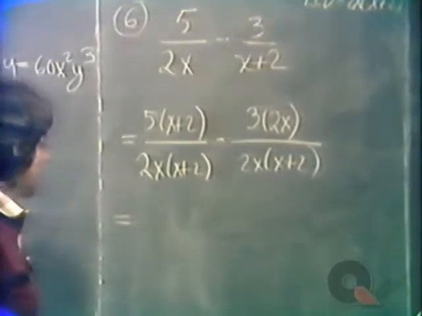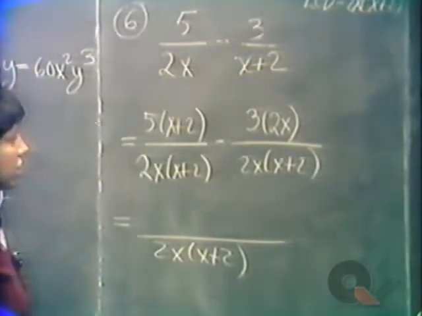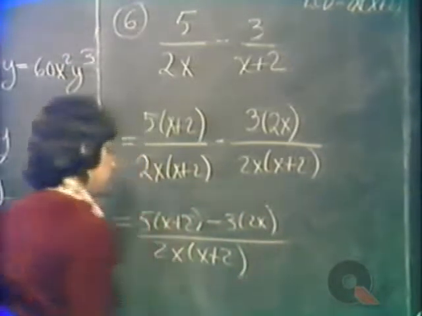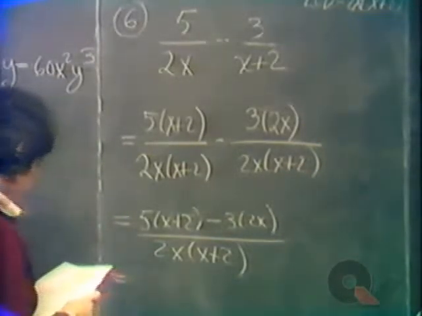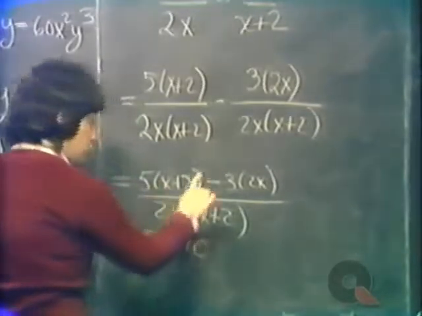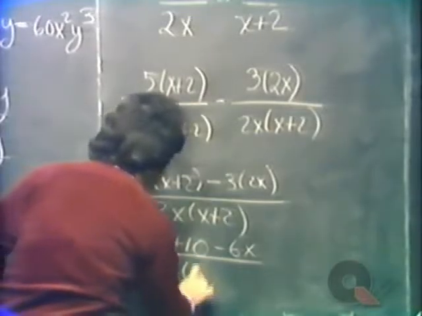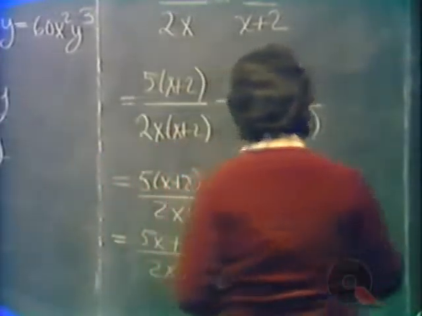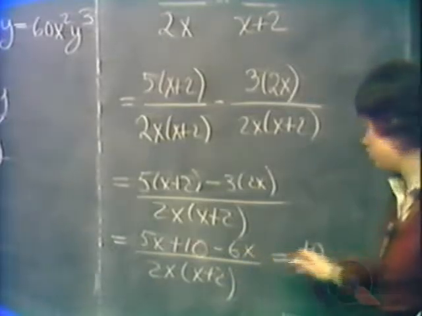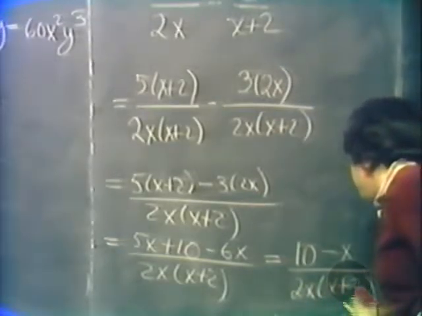Now we have two fractions with the same denominator. And we will combine the numerators. 5 times x plus 2 minus 3 times 2x, giving us 5x plus 10, distributing the 5 through the parentheses, minus 6x over 2x times x plus 2, for a final answer of, let's see, we have 10, 5x minus 6x, that's minus 1x, 10 minus x over 2x times x plus 2.